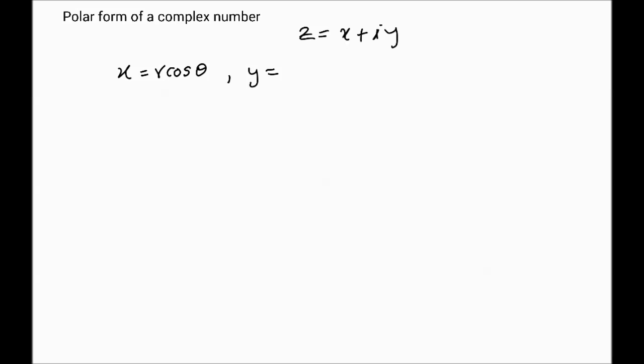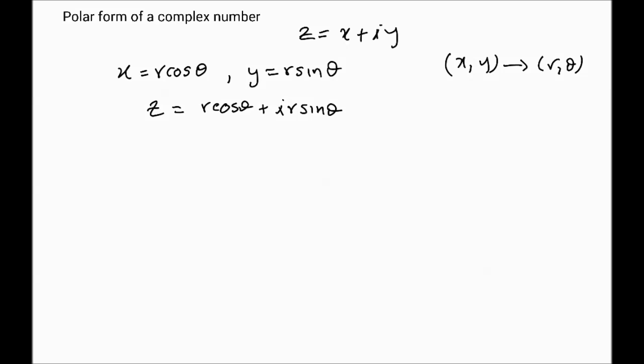x is r cos theta and y is r sine theta. So the idea is to go from your xy variables to r theta. I don't want to say coordinates because these are variables right now. So anyway, if you substitute this in, this means that z now becomes r cosine theta plus i r sine theta. And then we can, of course, write that more like this.